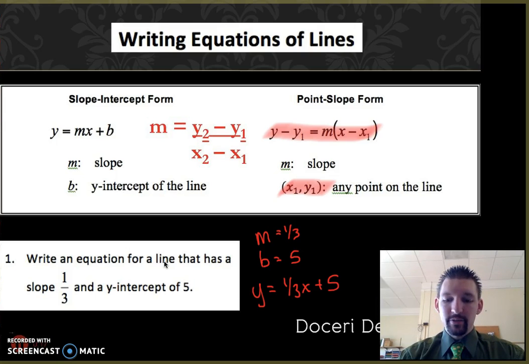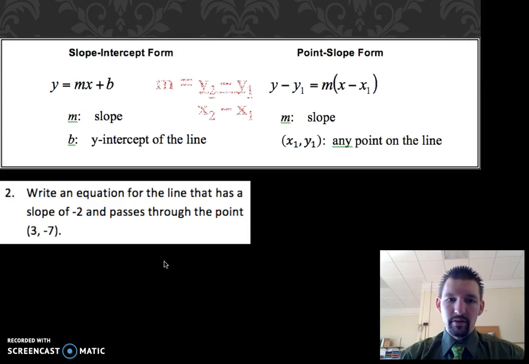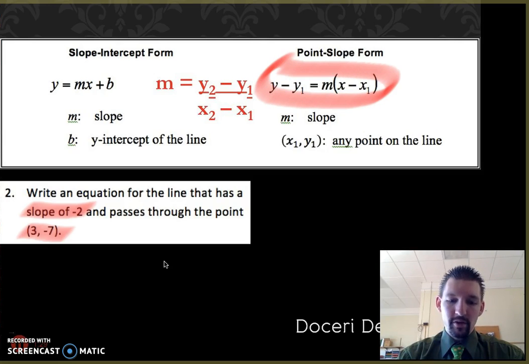The next question here says, write an equation for a line that has a slope of -2 and passes through the point (3, -7). Well, this gives us the slope, and it gives us another point on there. So we can't use slope-intercept form because we don't have the intercept. Instead, we have to use the new thing here, point-slope form.